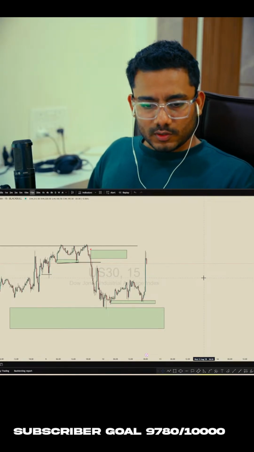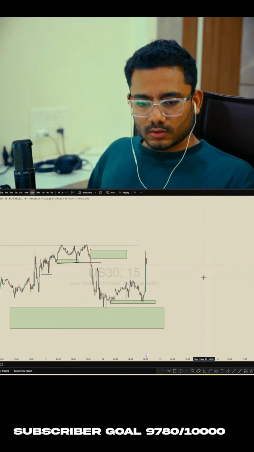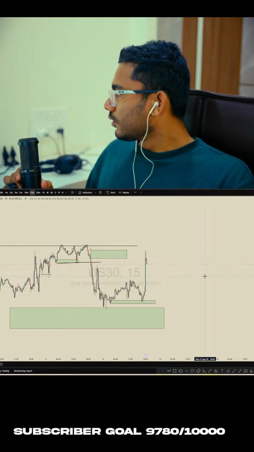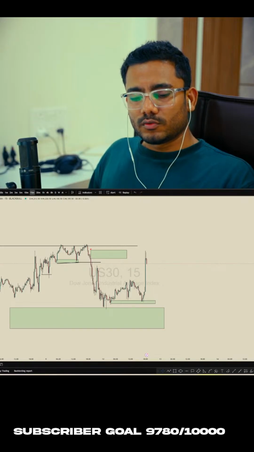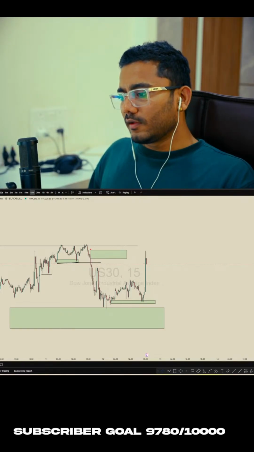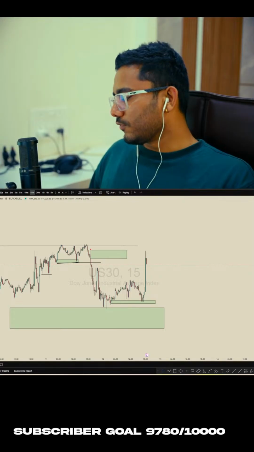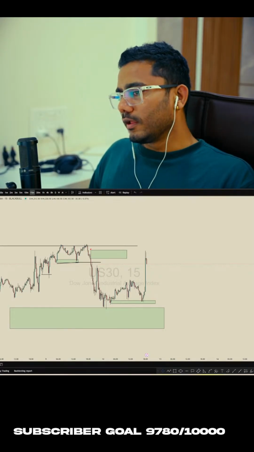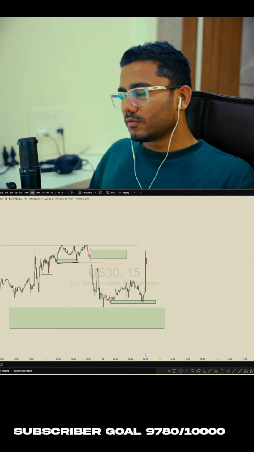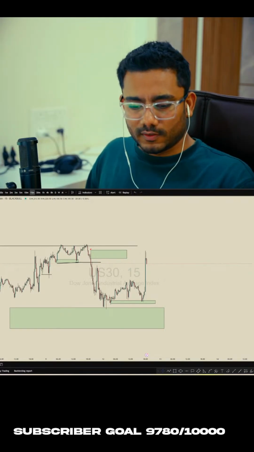How to tackle big losses? So for big losses, you have to take trades with risk management. If you're risking half a percent or 1%, then probably you should take 1 to 2 trades a day.